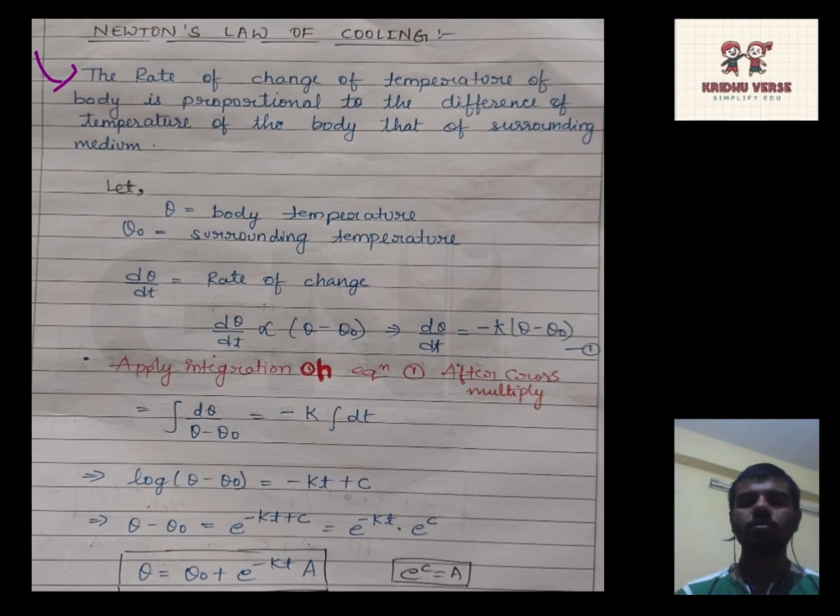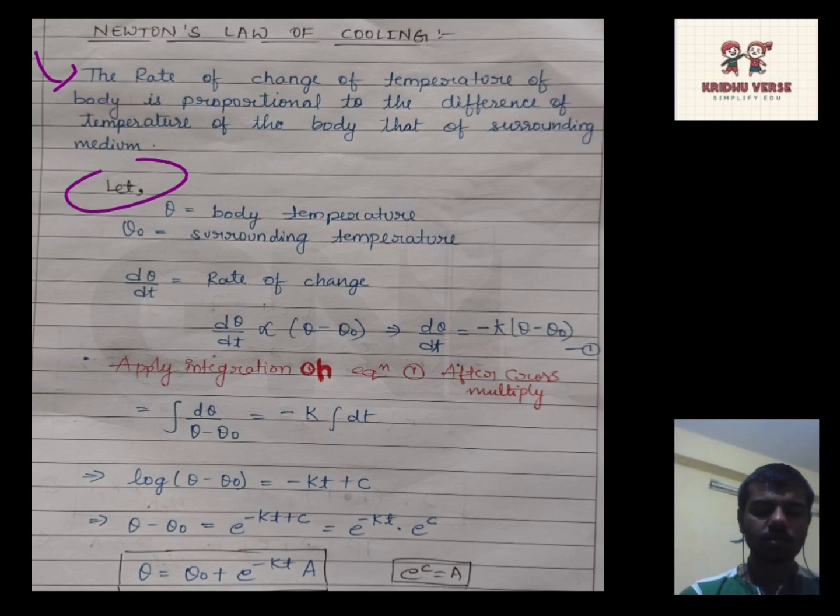In other words, suppose there is a body near you whose temperature is changing at some rate. That rate of change of temperature of the body is proportional to the difference of temperature of the body with respect to the surrounding medium. With an example, or some derivation, we will understand it.